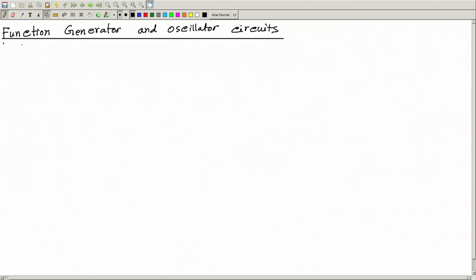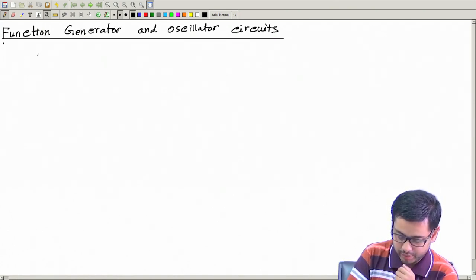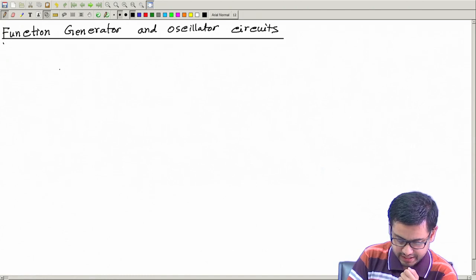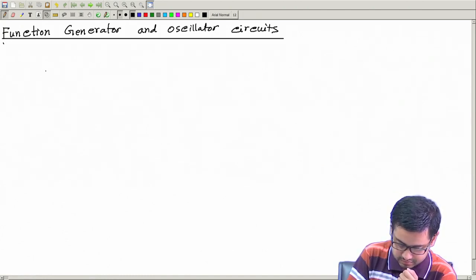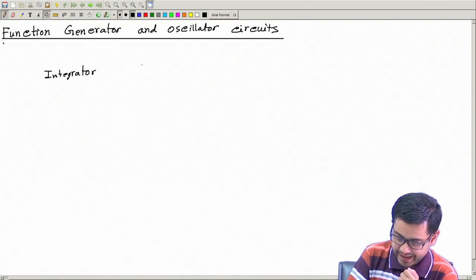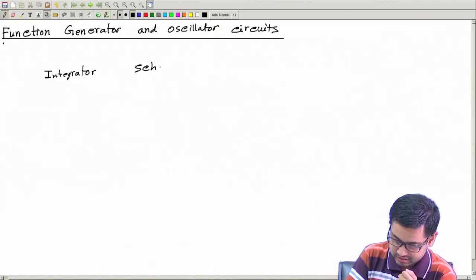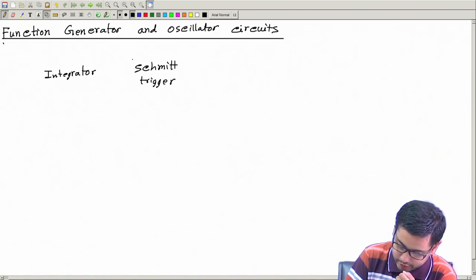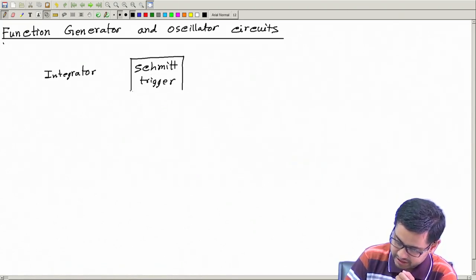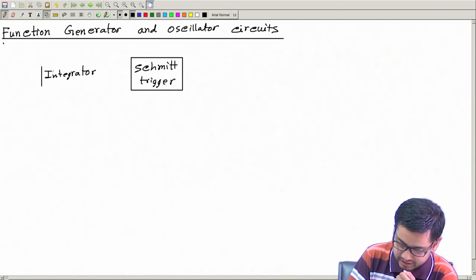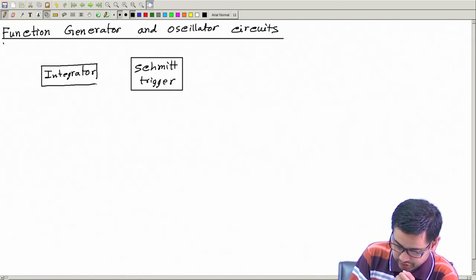So, let us start with a simple function generator block diagram. What we shall take is, say, an integrator and a Schmitt trigger. Recall that we have studied both of these, the integrator and the Schmitt trigger, in detail previously.